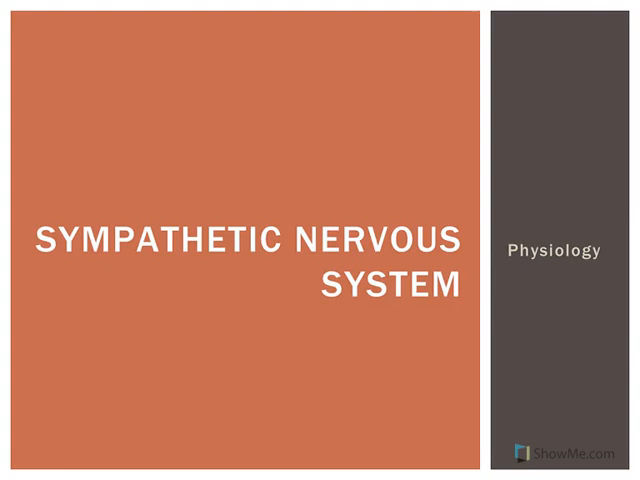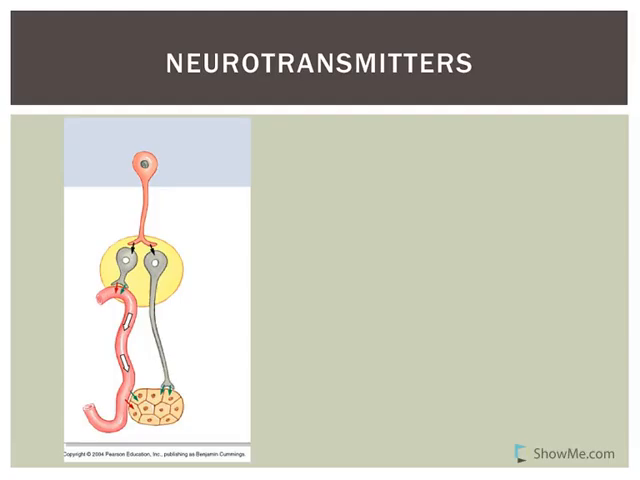This lecture is going to cover the physiology of the sympathetic nervous system. Other lectures have already covered the anatomy of the sympathetic nervous system, and there will be other lectures that cover the anatomy and physiology of the parasympathetic nervous system. So we're going to look at the physiology of the sympathetic nervous system.